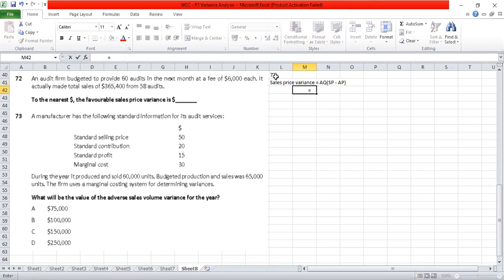It would be actual quantity into actual price, the value is already given to us as 365,400. The second part of the equation is given. The first part of the equation, we have to take the actual quantity into the standard price. How much is the standard price, which is given to us as $6,000 each? So we just have to find that out and check what is the variance.